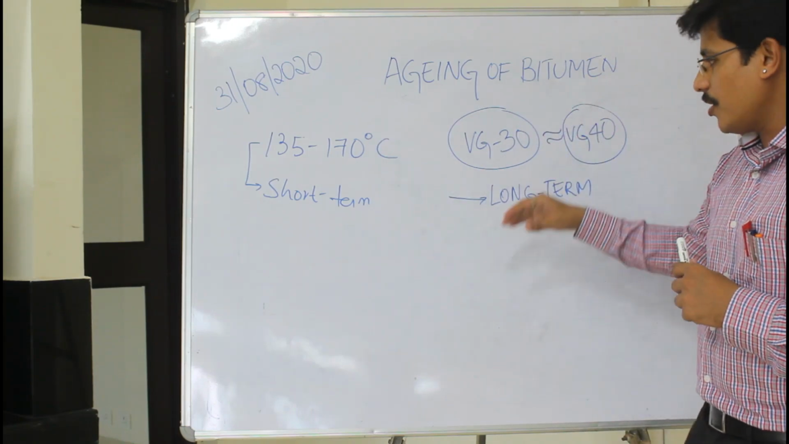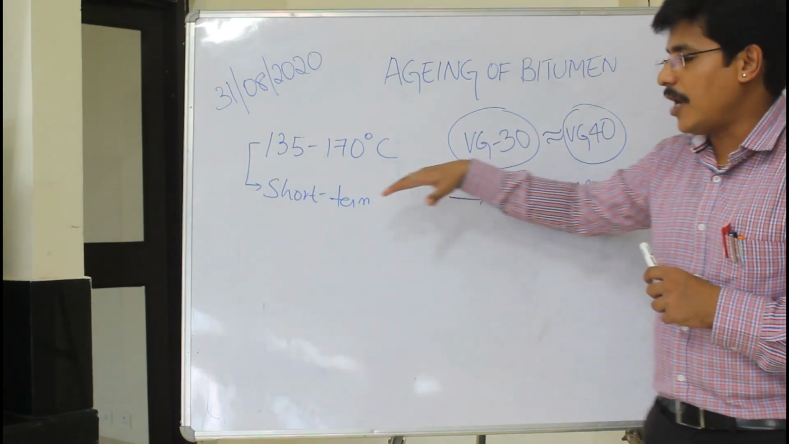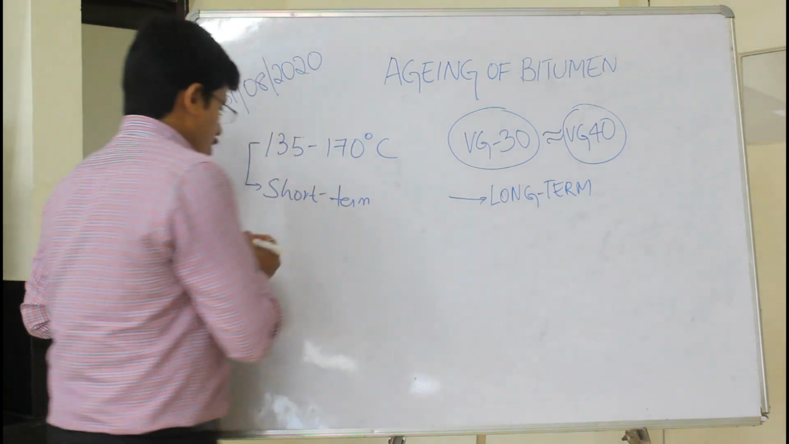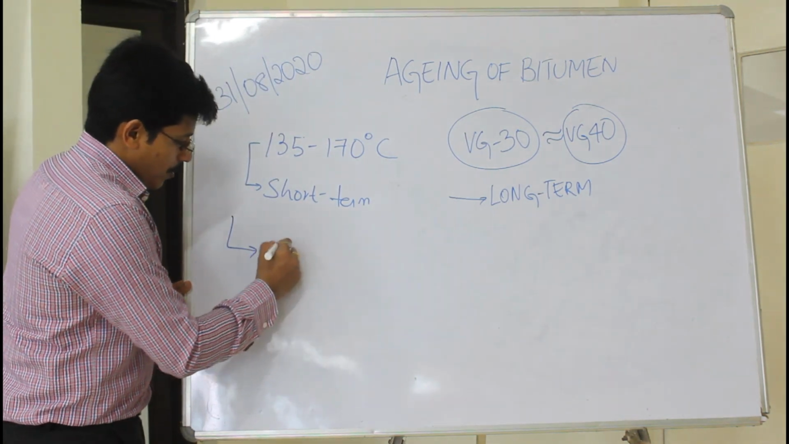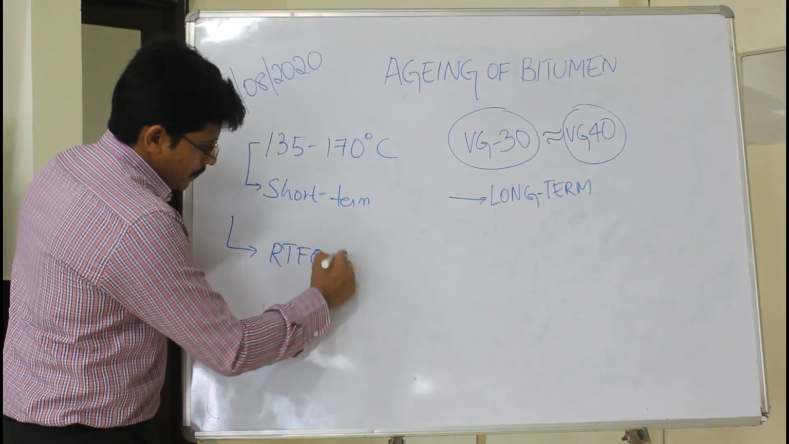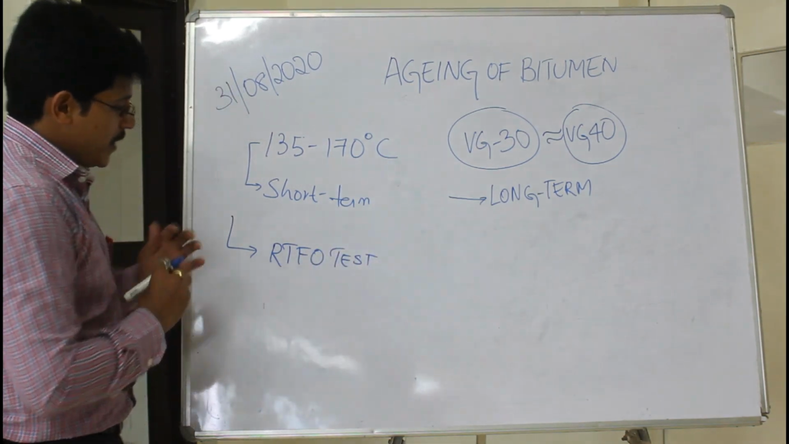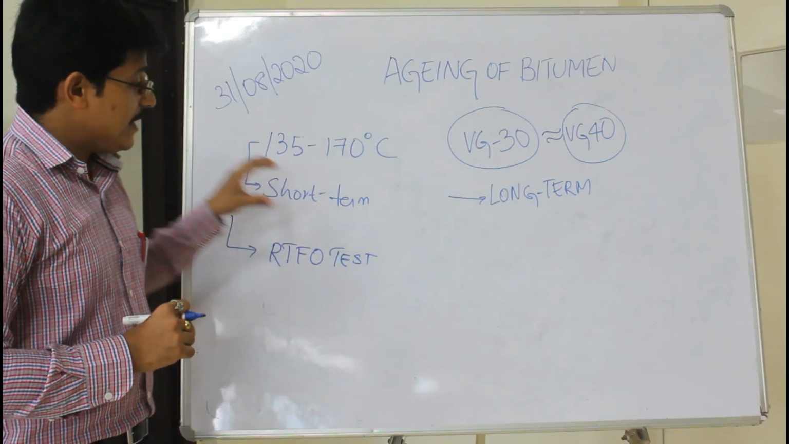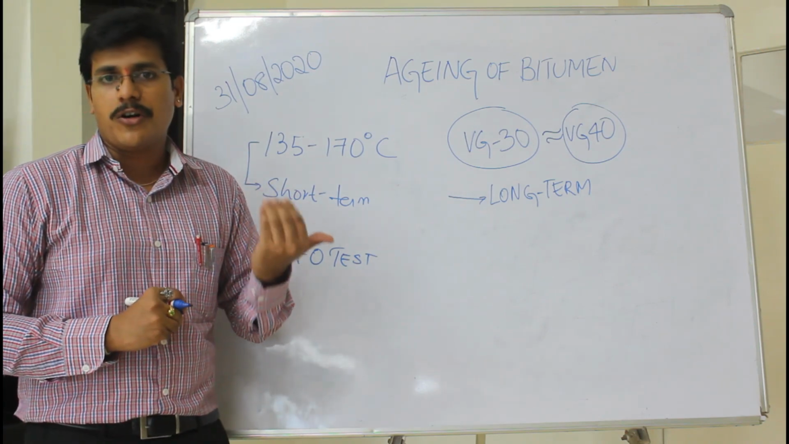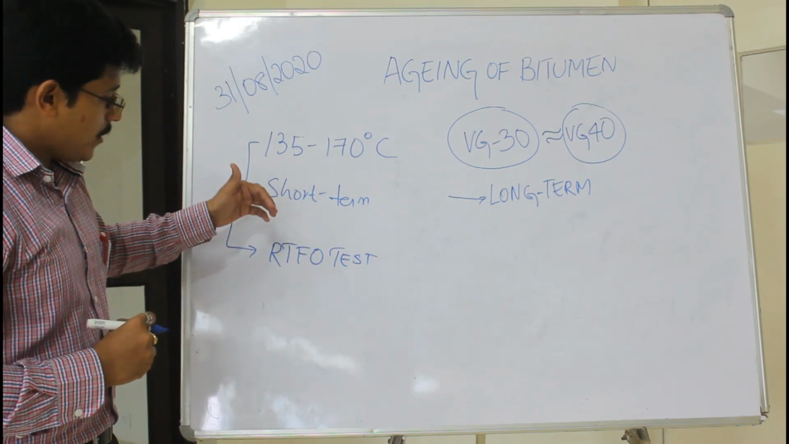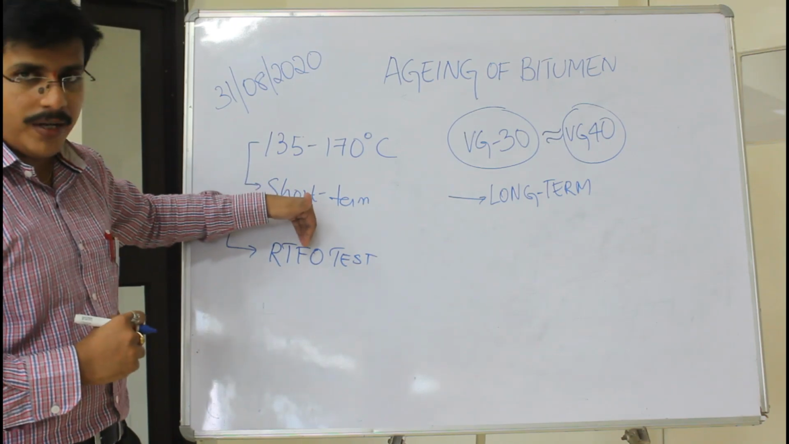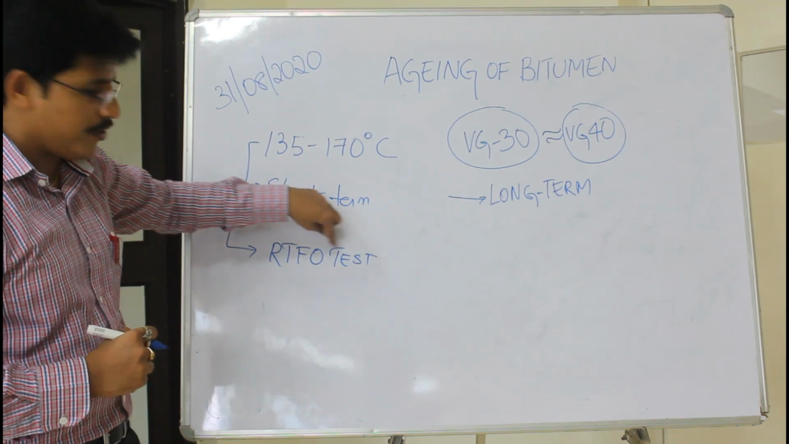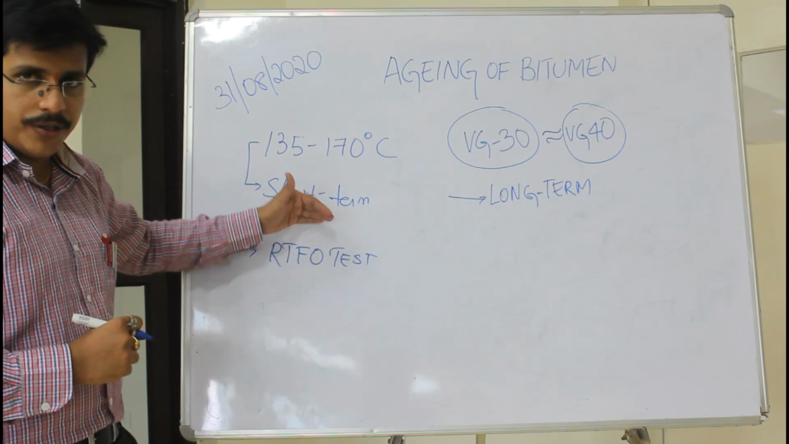Now, to simulate short-term and long-term aging in the laboratory, we have two kinds of equipment or tests. One, the short-term aging, we simulate through the RTFO test. RTFO is called the rolling thin film oven test. The bitumen coats the aggregate as a thin film, and that thin film has a tendency to undergo more aging. To simulate that, we subject a thin film of bitumen to short-term aging. This RTFO test has certain equipment, which we will show you in the next set of videos.